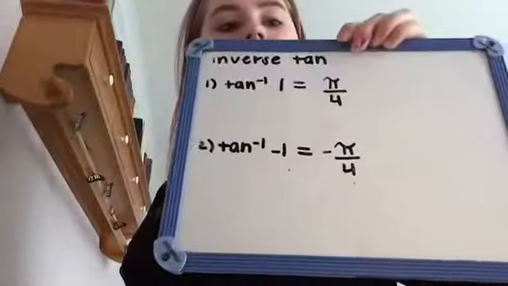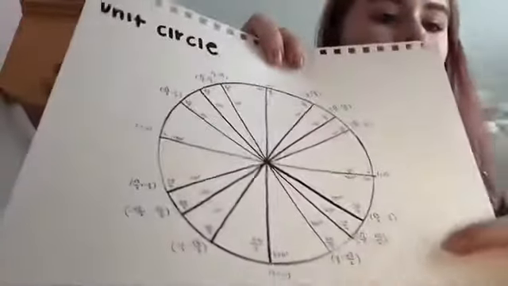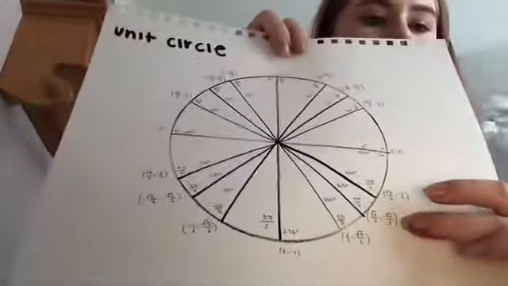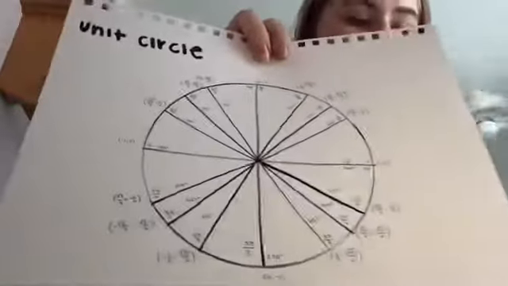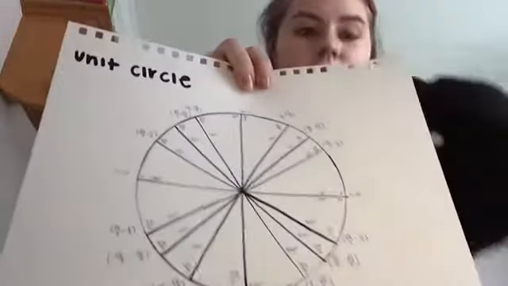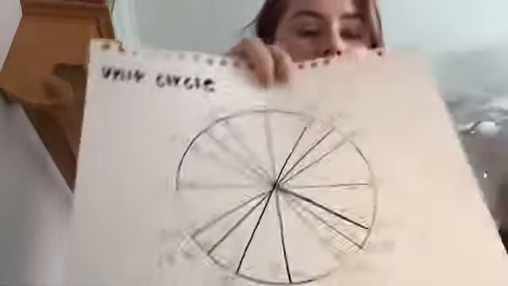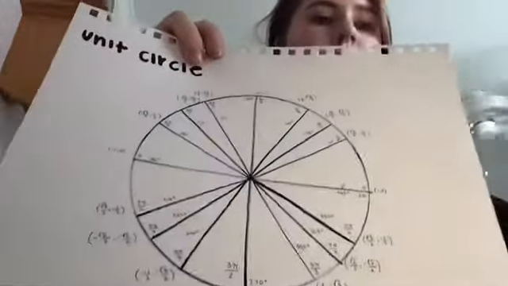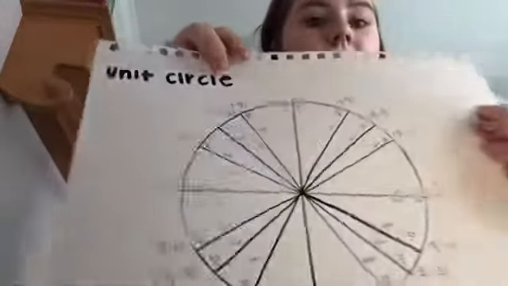And if you look down here, you would think that inverse tan negative 1 would be 7 pi over 4, since it's also the same, but since inverse tan 1 is pi over 4, you need to stick with the rule and do the inverse of that, so it would have to be negative pi over 4.